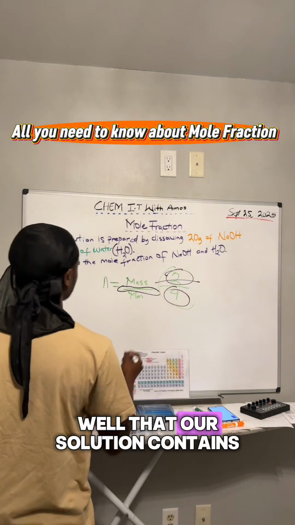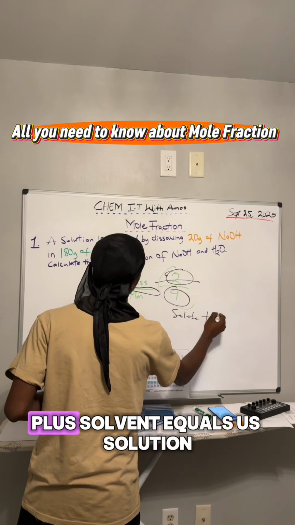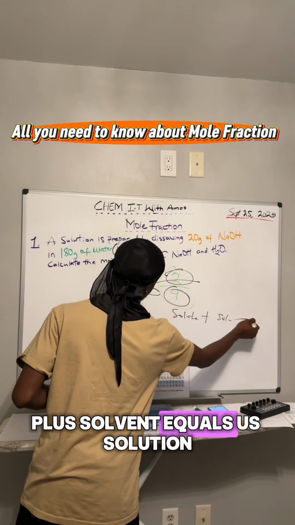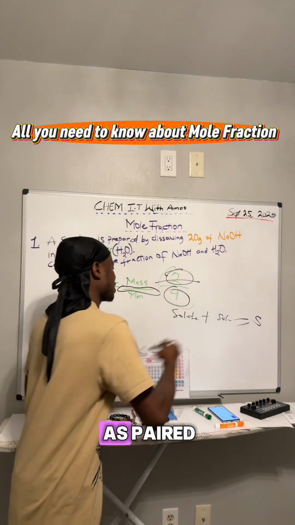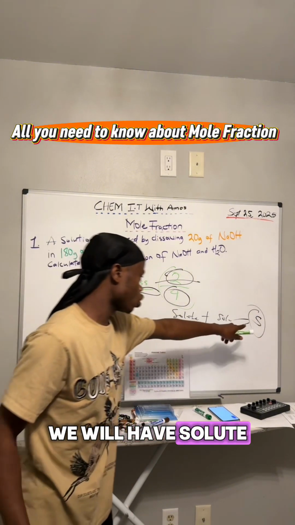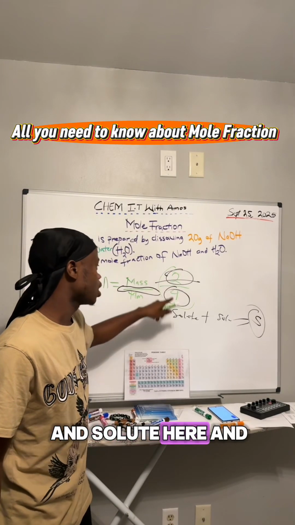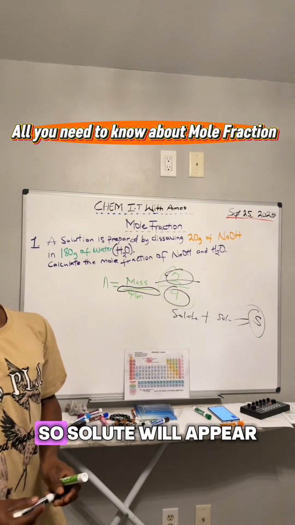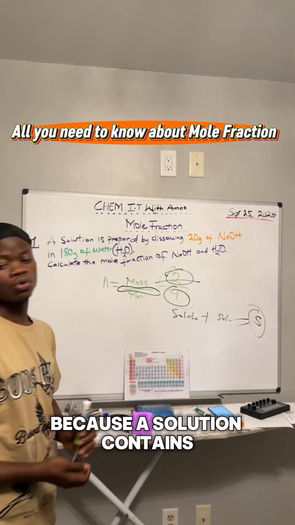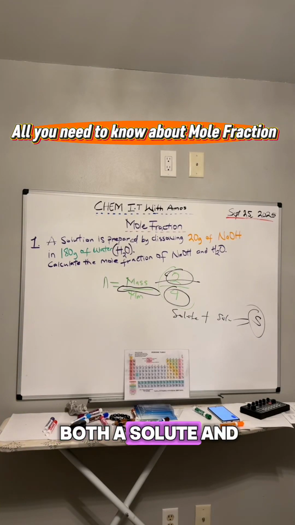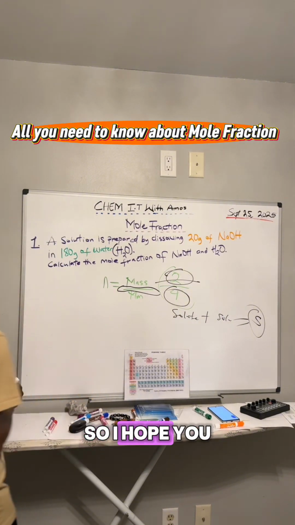And we know very well that a solution contains solute plus solvent. It gives us solution. So it also means that in the solution part, we will have solute and solvent. So solute will appear two different times in mole fraction, because a solution contains both a solute and a solvent. Okay, so I hope you have understood that.